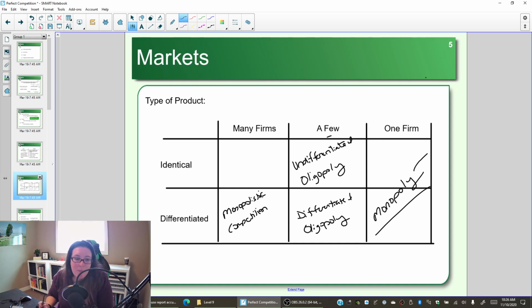And then if you have many companies, they all provide the same product. That's why we tend to think of commodities as many firms, identical product. You buy from whomever's the cheapest. This is the perfectly competitive market.